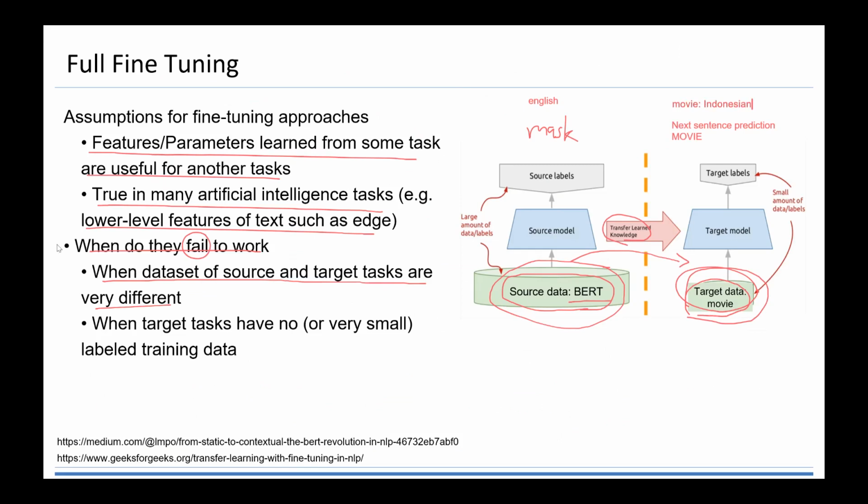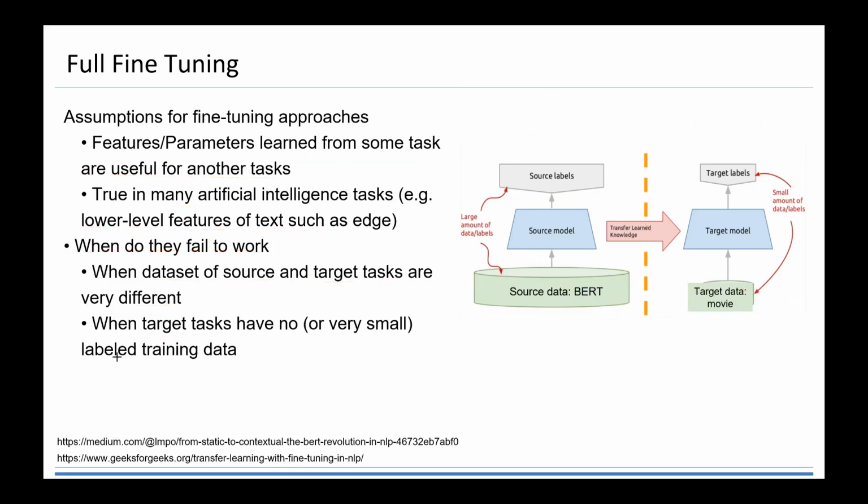It can also fail when the target task has no or very small labeled training data. If we have labeled data, full fine tuning is good. But if the target data has very small labeled training data or none, then fine tuning may fail. So you need to understand this kind of condition.